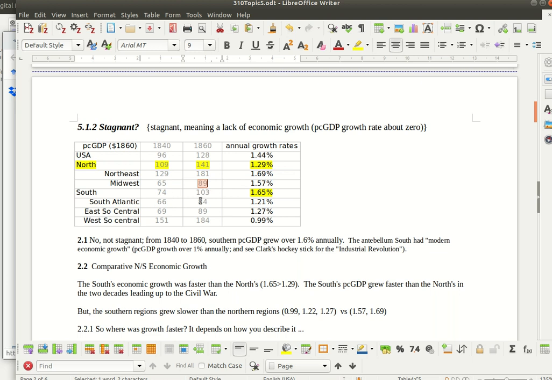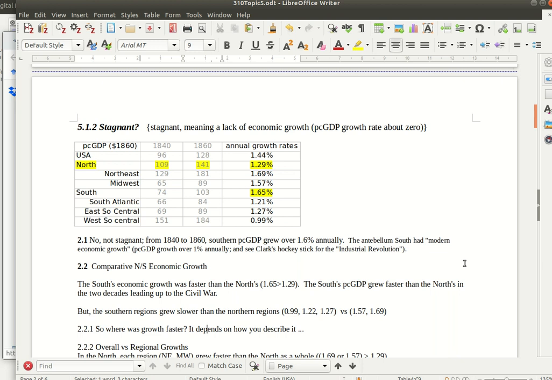Look at the south, and it's the opposite effect. The two eastern parts of the South Atlantic and the eastern part, this is like Georgia and I think eastern Alabama. These places are distinctly poorer than the West South Central, and the population moving from east to west is taking people to a richer area. So that's going to have the effect of elevating per capita GDPs.